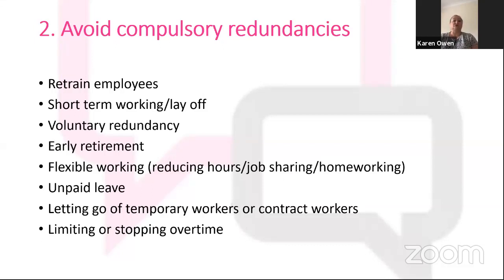Another option would be to consult with staff and both parties, both the company and the staff, agree to flexible working, such as temporarily reducing working hours, job sharing, working compressed hours, or even home working. Companies could also possibly look at staff benefits. Staff could possibly take unpaid leave. Another option would be staff taking holidays, letting go of temporary or contract workers, and limiting or stopping overtime, or a really, really straightforward one, don't hire any more employees.